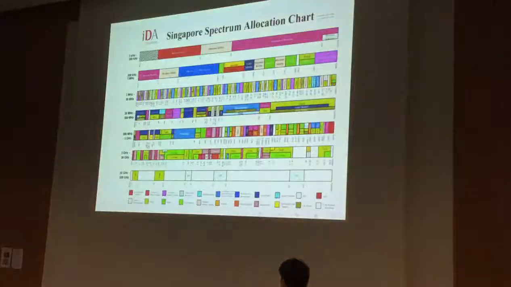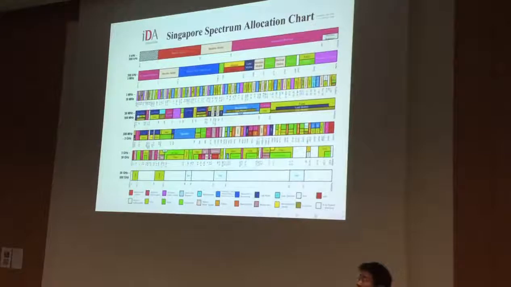So this will give you the spectrum planning in Singapore. It gives you a whole picture of how the spectrum is used, all the way from 3 kHz to 300 GHz. It's very crowded here, especially for this band, you see. That means the spectrum is already very expensive here.